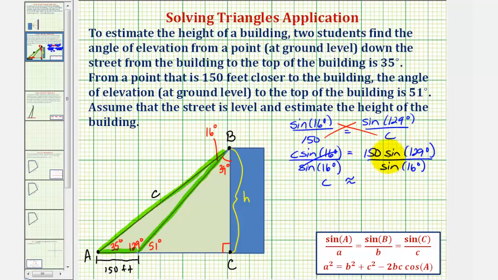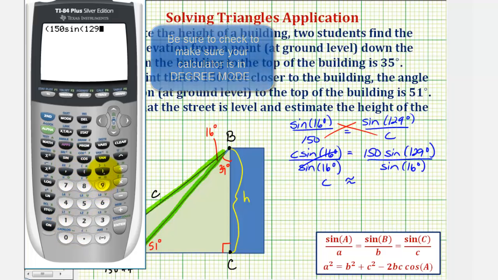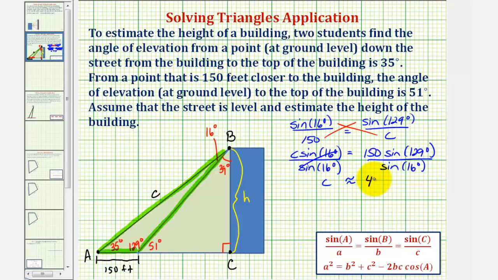So now we'll go to the calculator. So we have 150 sine 129 degrees divided by sine 16 degrees, which is approximately 422.9176. This would be feet. Let's go ahead and label this. Remember, our goal here is to find h.